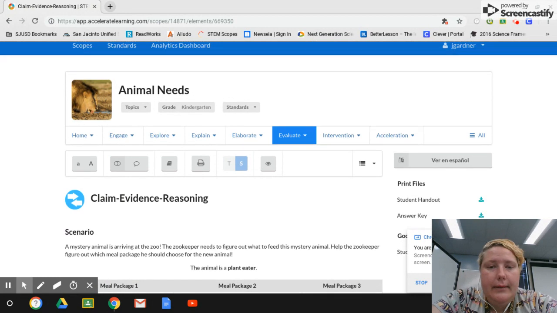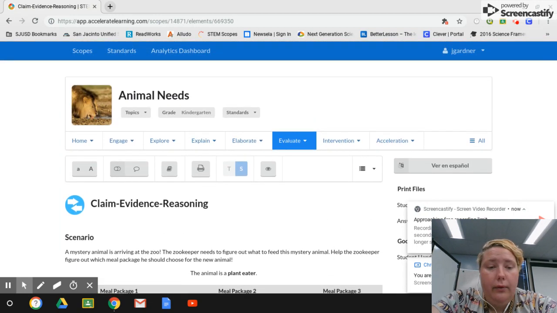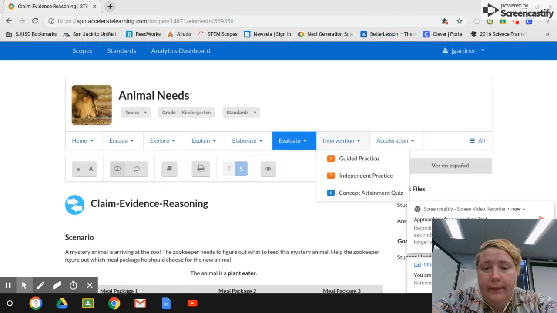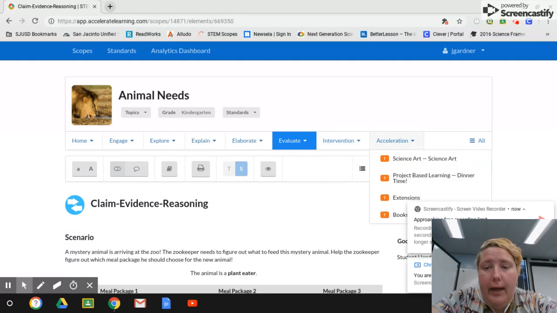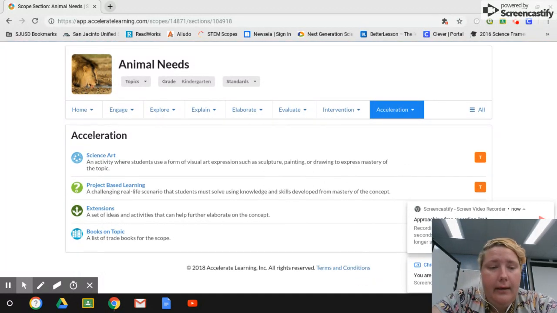So this is something that is also really great for writing as well. If you're trying to improve your expository writing in class rather than just fictional or story writing, you can go through it with the students. Lastly, your intervention and acceleration show you some extra options. Intervention for students who are falling behind, acceleration, different options for students running ahead.